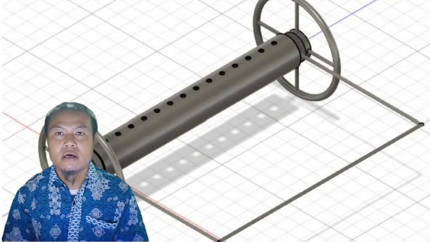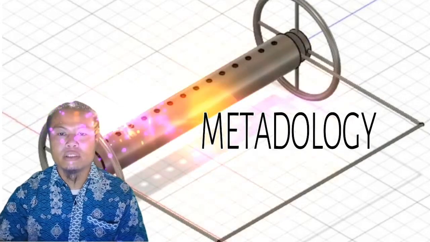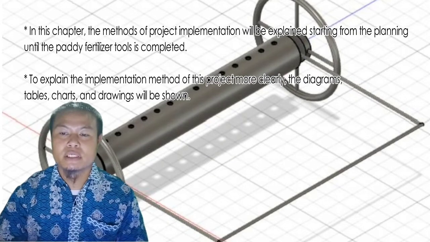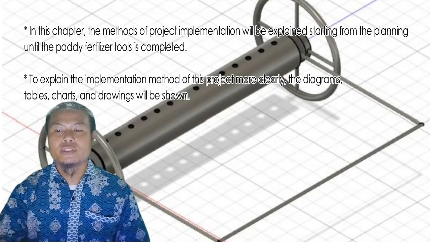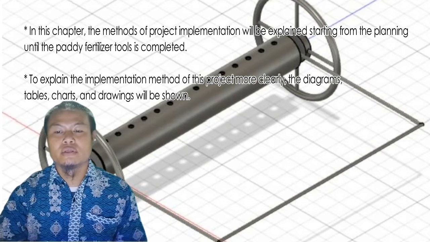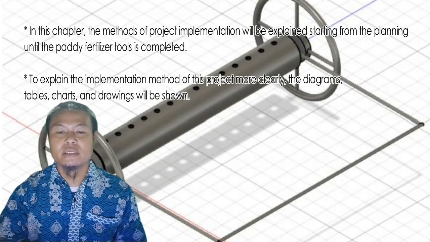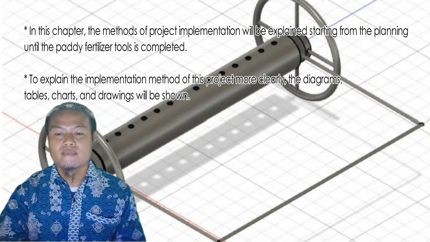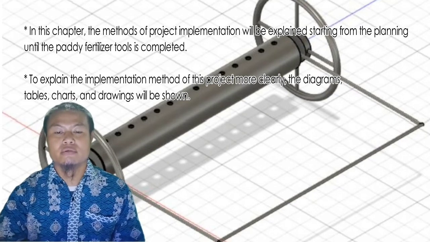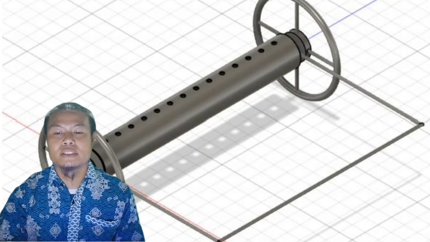Okay, now I want to continue with the presentation about methodology in chapter 3. In this chapter, the method of project implementation will be explained, starting from the planning until the paddy fertilizer tool is completed. To explain the implementation method of this project more clearly, diagrams, tables, charts, and drawings will be shown. Also, the initial process of analysis carried out, including costs.